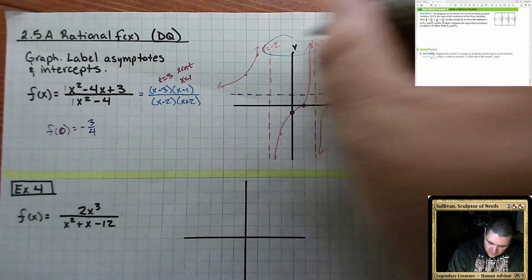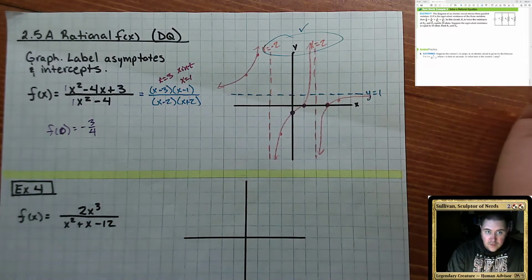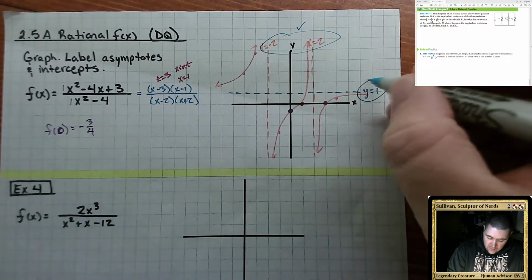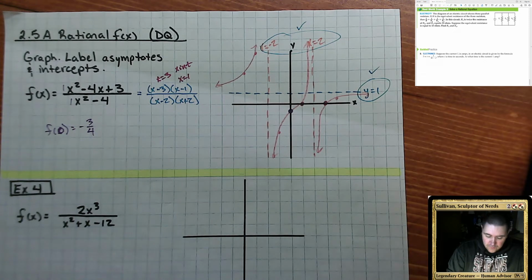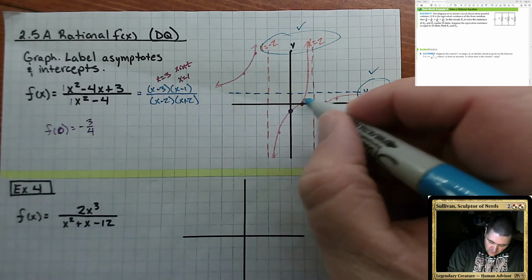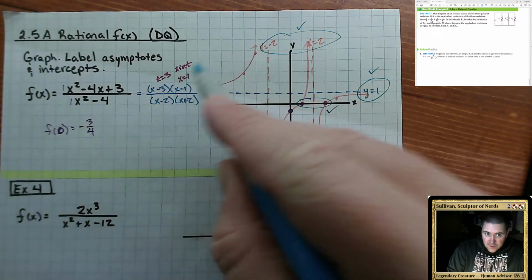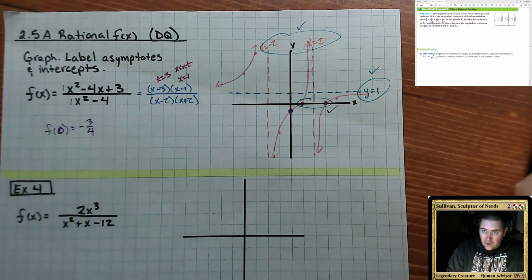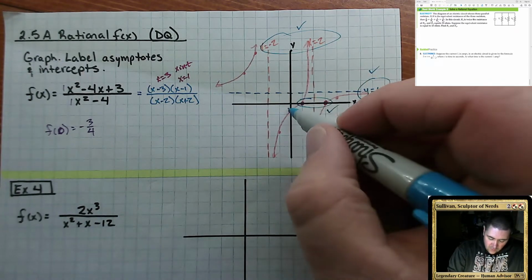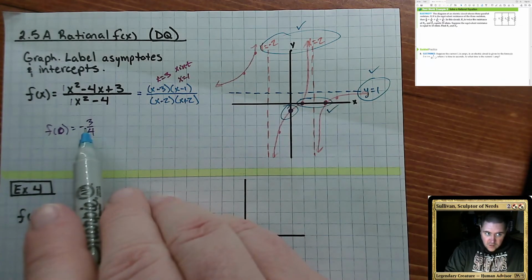Do you have vertical asymptotes? Do you have horizontal asymptote? Do you have your x-intercepts? Again, whether you say them here or label them here, there's got to be a number somewhere. You can't just have dots. Do you have your y-intercept? Again, you got the number somewhere.